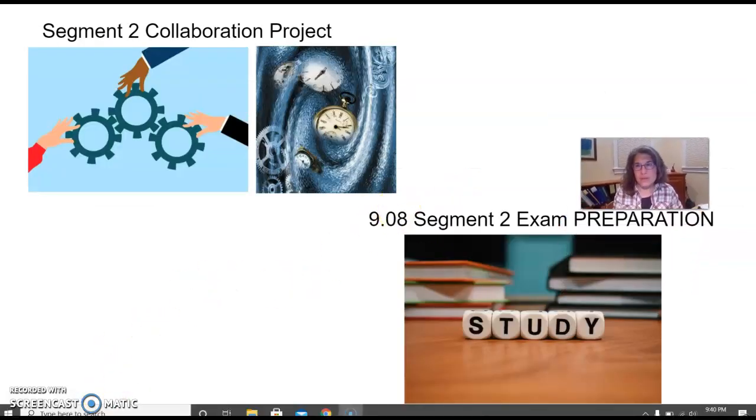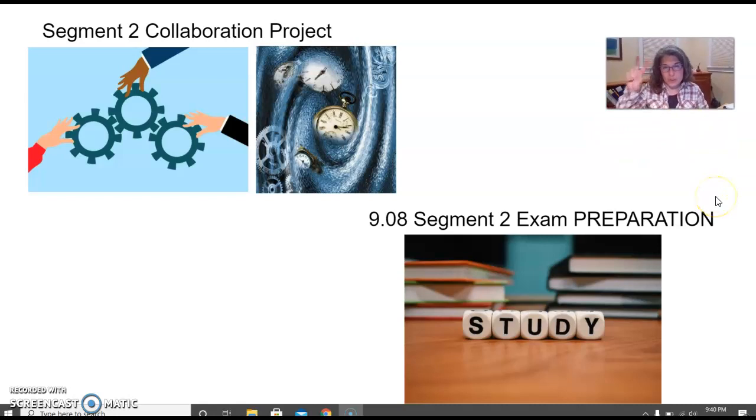All right, well, what about this week? If you're on pace, you really only have 2 jobs. One is your Segment 2 collaboration project, and the second is your Segment 2 exam preparation. That collaboration project piece, of course, means that you are present and participating in our synchronous session this Thursday, so make sure that that's true for you. In terms of Segment 2 exam preparation, we'll look at some guidelines for how you might approach that.